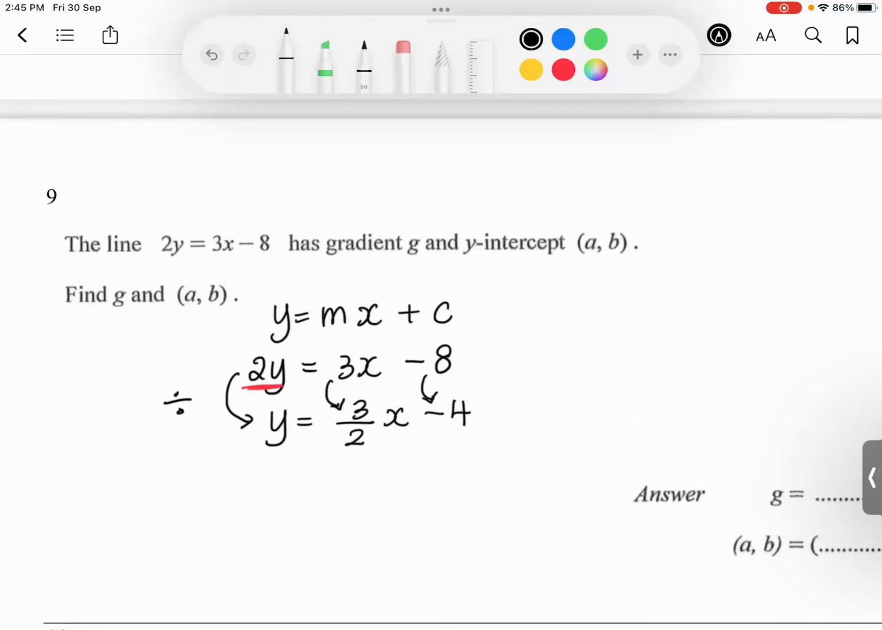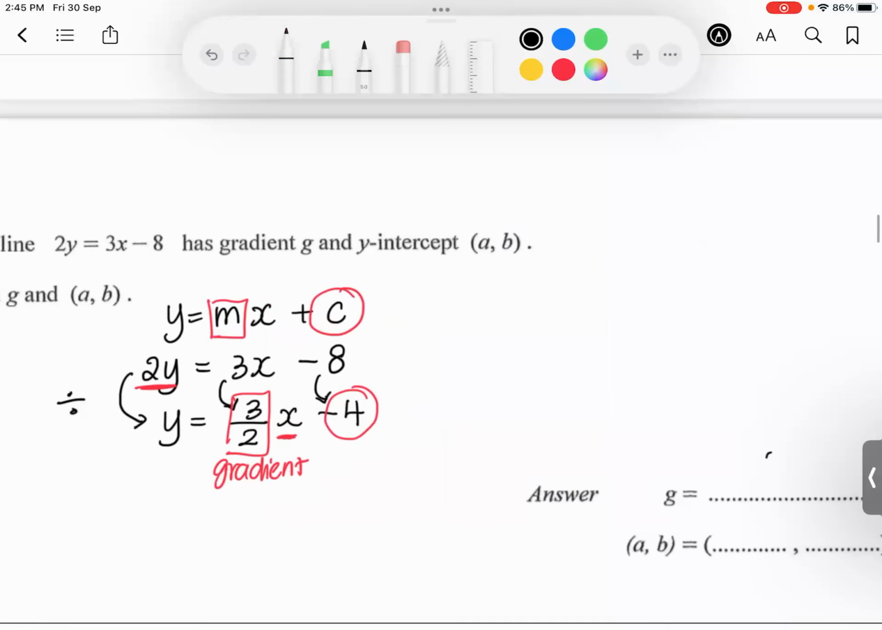When we compare this with y equals mx plus c, you notice the gradient itself has no x. So the gradient is just the number 3 over 2. Then next one, they say the y-intercept.